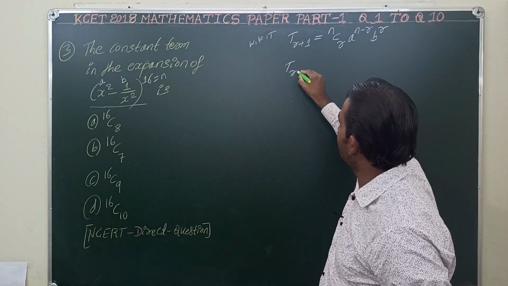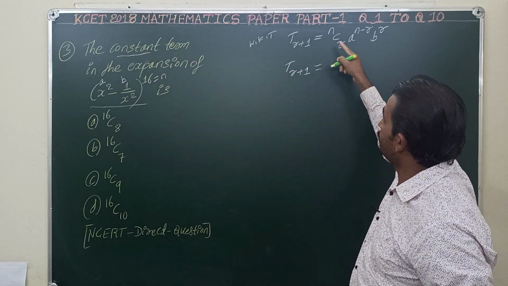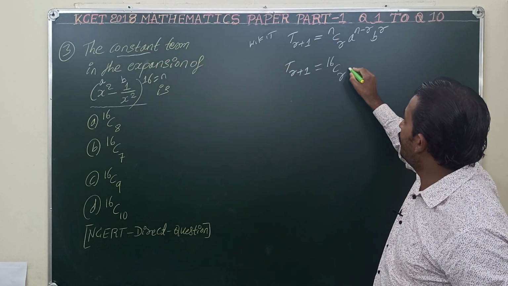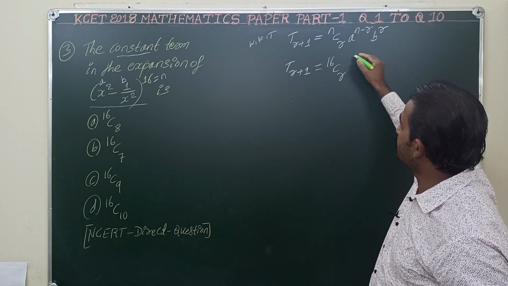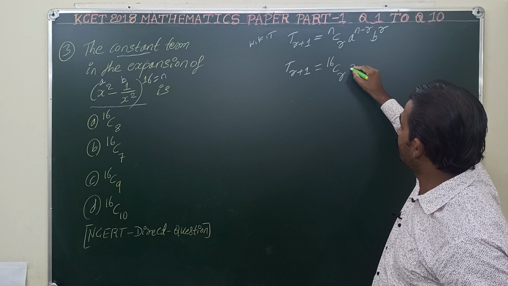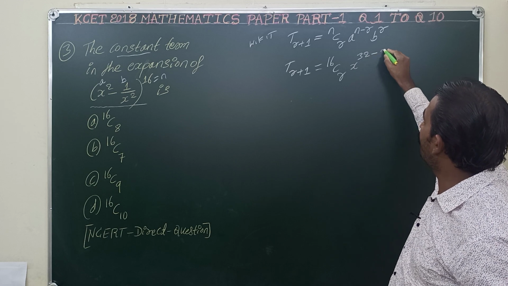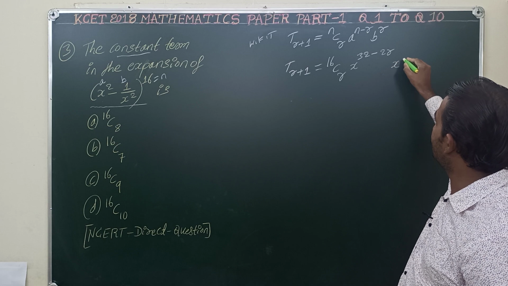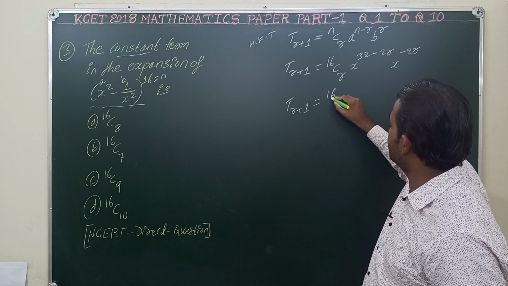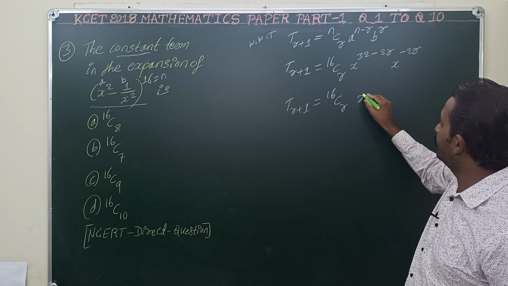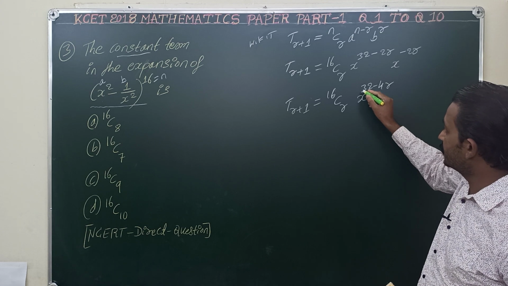So T(r+1): in this case first we have to find r and then find the constant term. Here in this case n is 16. So 16Cr, (x square) to the power of n minus r, n is 16, so x to the power of 32 minus 2r, into (1 by x square) to the power of r, nothing but x to the power of minus 2r. So using the base rule we have to find the value of this term: x to the power of 32 minus 4r. When the constant term is obtained, this term becomes 1.